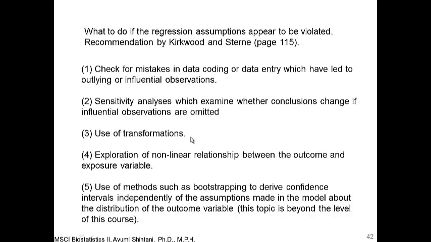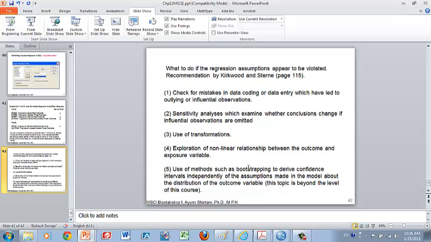3. Use of transformations. 4. Explanation of nonlinear relationship between the outcome and exposure variable. 5. Use of methods such as bootstrapping to derive confidence intervals independently of assumptions made in the model about the distribution of the outcome variable. So we will talk about this in the next lecture. Okay. And the next lecture is on transforming variables in linear regression.